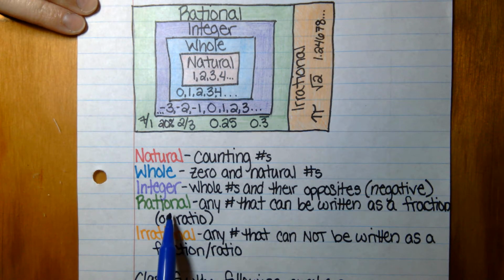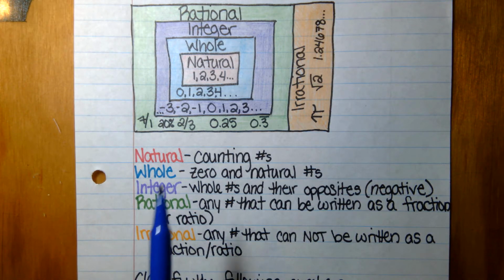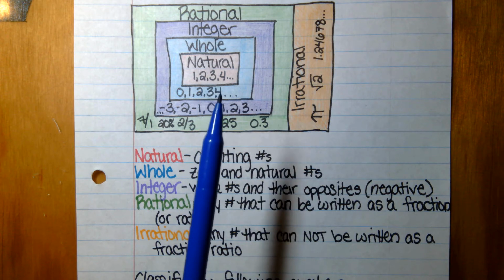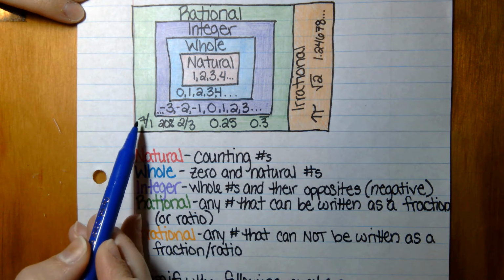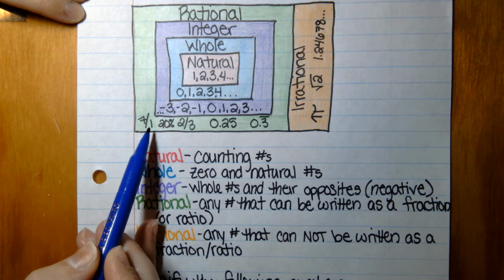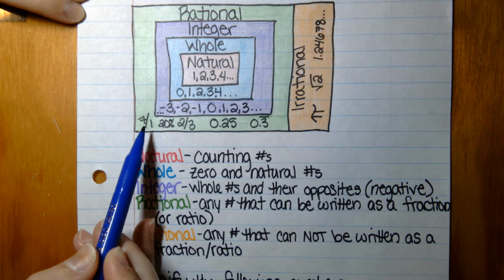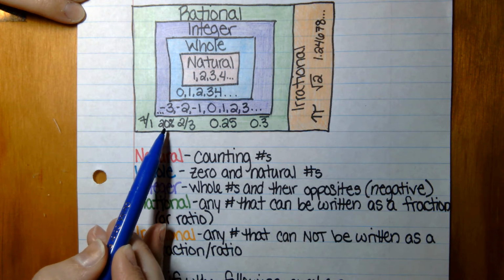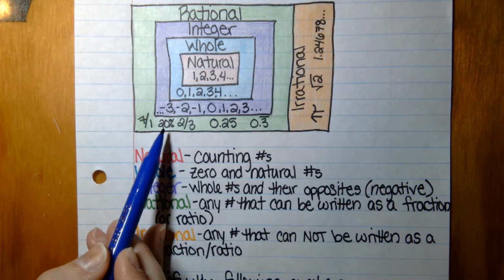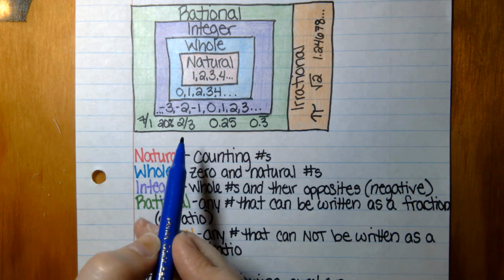Our next grouping is rational. A rational number is any number that can be written as a fraction or a ratio. So that includes all of the natural, the whole, and the integers, because we can write whole numbers, as you can see over here, the whole number 7, as 7 over 1, so now it's a fraction, which makes it a rational number. We also have 20%, because 20% can be written as a decimal, so that is a rational number, and all decimals we know can be written as fractions also.